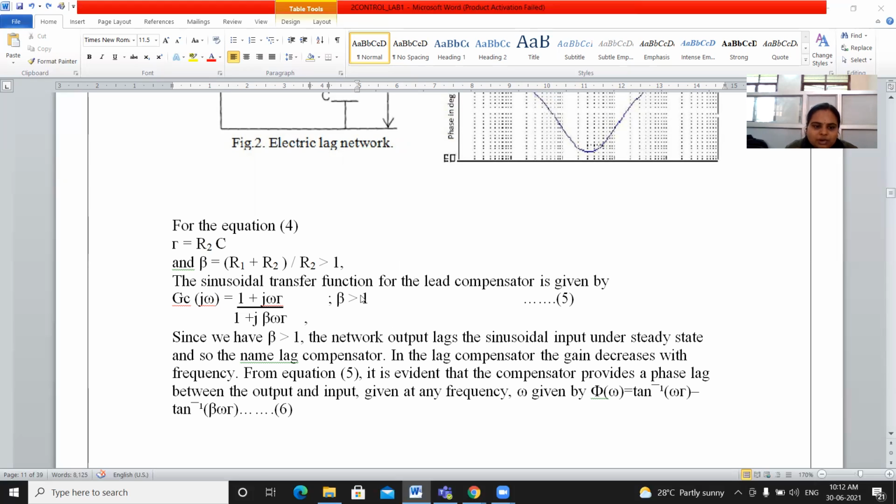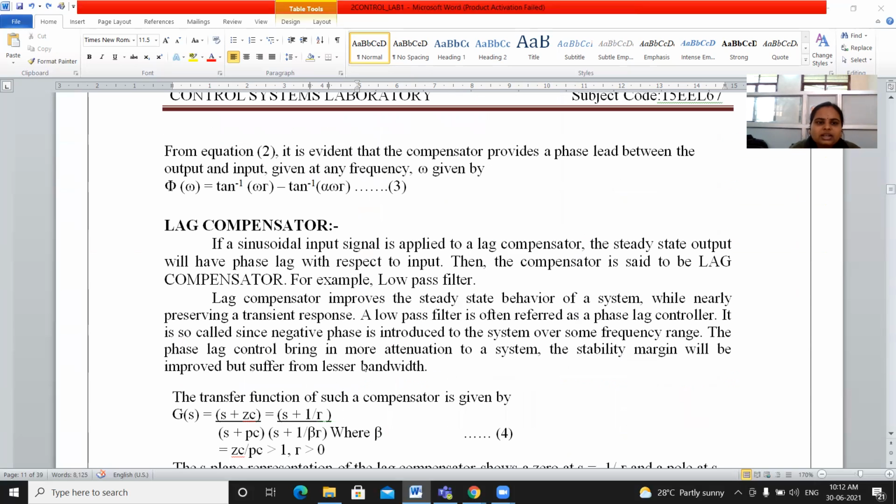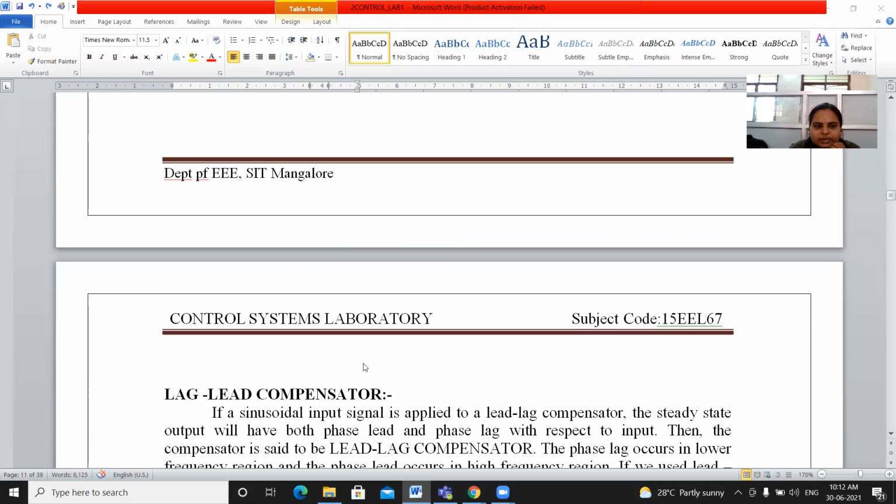Then the equation we took in the previous is evident that the compensator provides a phase lag between the output and the input, and the phase here is given by phi of omega equals tan inverse of omega gamma minus tan inverse of beta omega gamma. This is about the lag network.